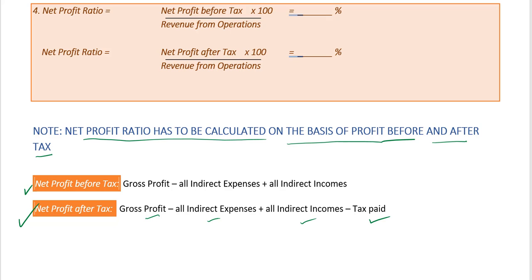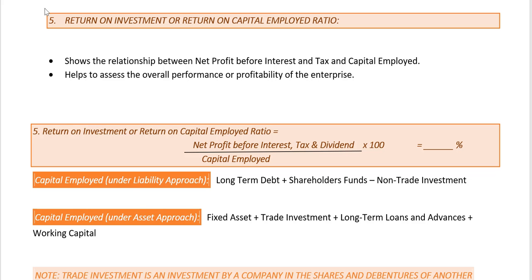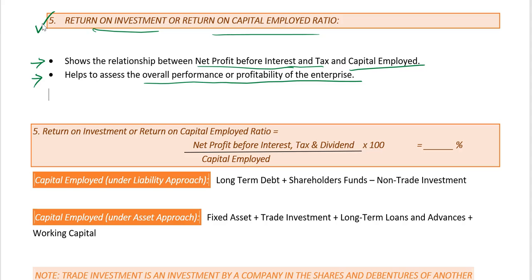We've completed the fourth ratio called the net profit ratio. We'll move on to the fifth ratio called the return on investment or return on capital employed ratio. The fifth ratio is return on investment or return on capital employed ratio. It shows the relationship between net profit before interest and tax and the capital employed. This ratio helps to assess the overall performance or profitability of the enterprise.